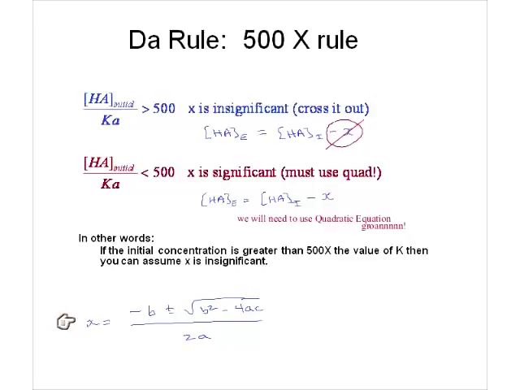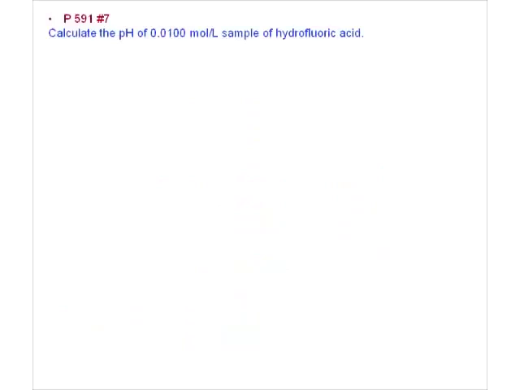So let's have a look at one of these that requires the quadratic. All right, here's a very similar example to what we just did with the acetic acid. In this case, we're going to use some hydrofluoric acid, and the initial concentration is 0.01. So we start doing this particular problem, and we say, okay, it's going to be the ionization of HF with water, and the value for Ka we could get from the table. It works out to be 6.6 times 10 to the minus 4. So those values are available to us.